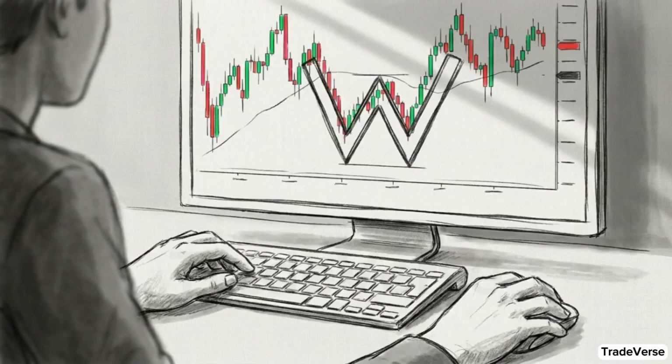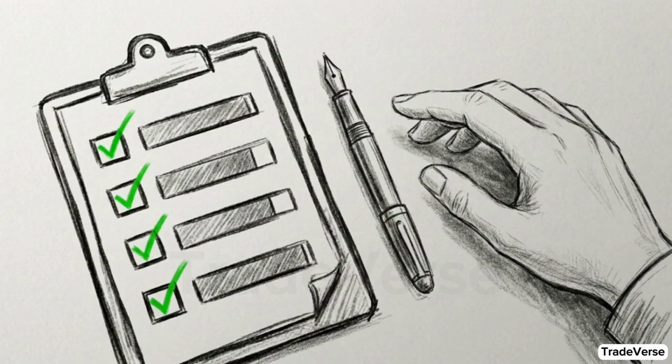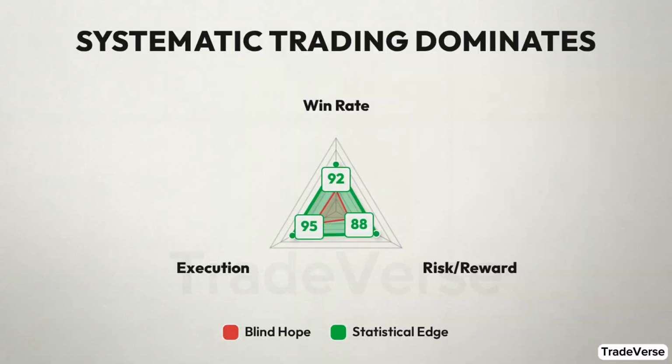Open your charting platform, select a historical asset, and backtest this exact 4-step process yourself. Strict discipline to this checklist removes emotion from the market, replacing blind hope with a statistically viable edge.